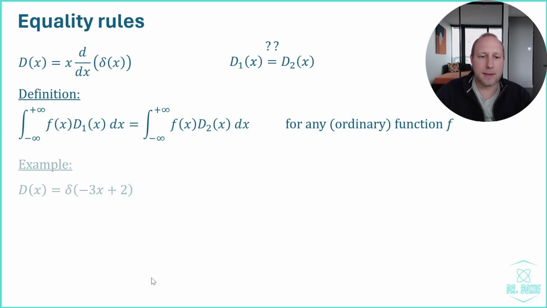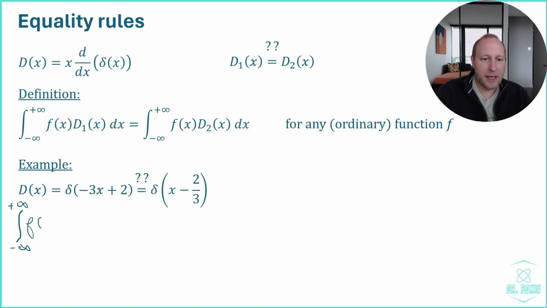So let's see how we can use this. If I look at the delta function of negative 3x plus 2, remember the delta function is zero everywhere except at its peak where it's infinite. So the peak of this is at the zero of negative 3x plus 2, which is at x equals 2/3. So you may think that this is simply equal to delta of x minus 2/3. Now it turns out not to be exactly true. So what is it equal to? Well, to check that, let us integrate from negative infinity to positive infinity f of x times delta of negative 3x plus 2 for some function f.